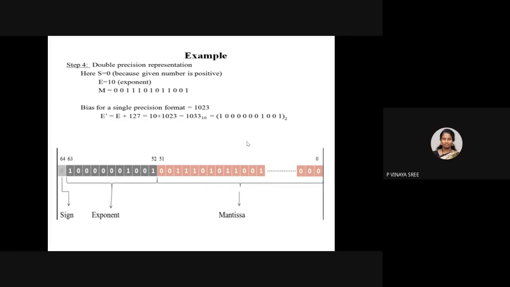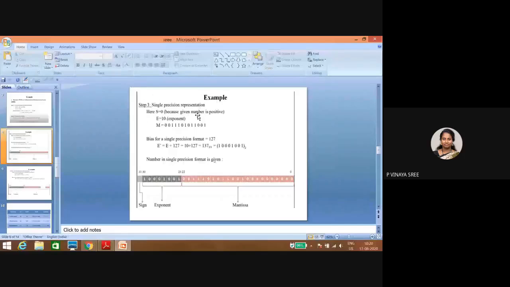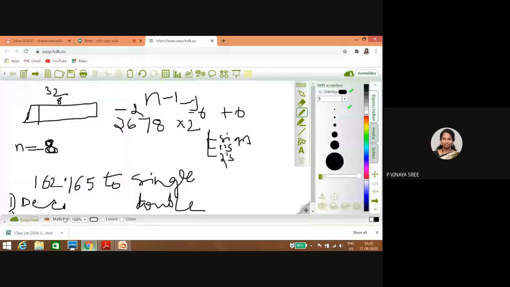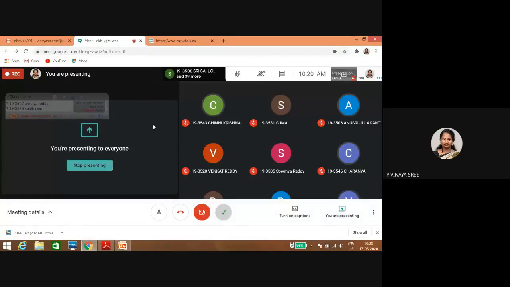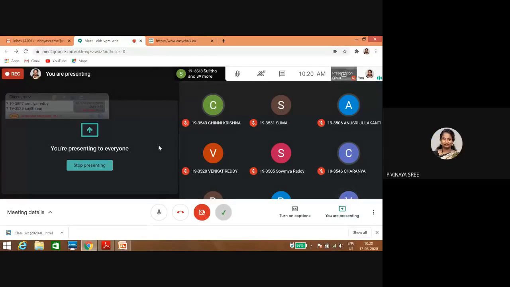Including the sign bit, you tell me. Once you complete the single precision format, someone tell me, what value did you get? Anyone, fast, so that I can go to the next topic. After filling sign, exponent and mantissa in single precision, tell me. 0 1 0 0 0 1 0 0 1 0 0 0 1 0 1. Okay, remaining all zeros. We need to do zero padding. Yes, good.